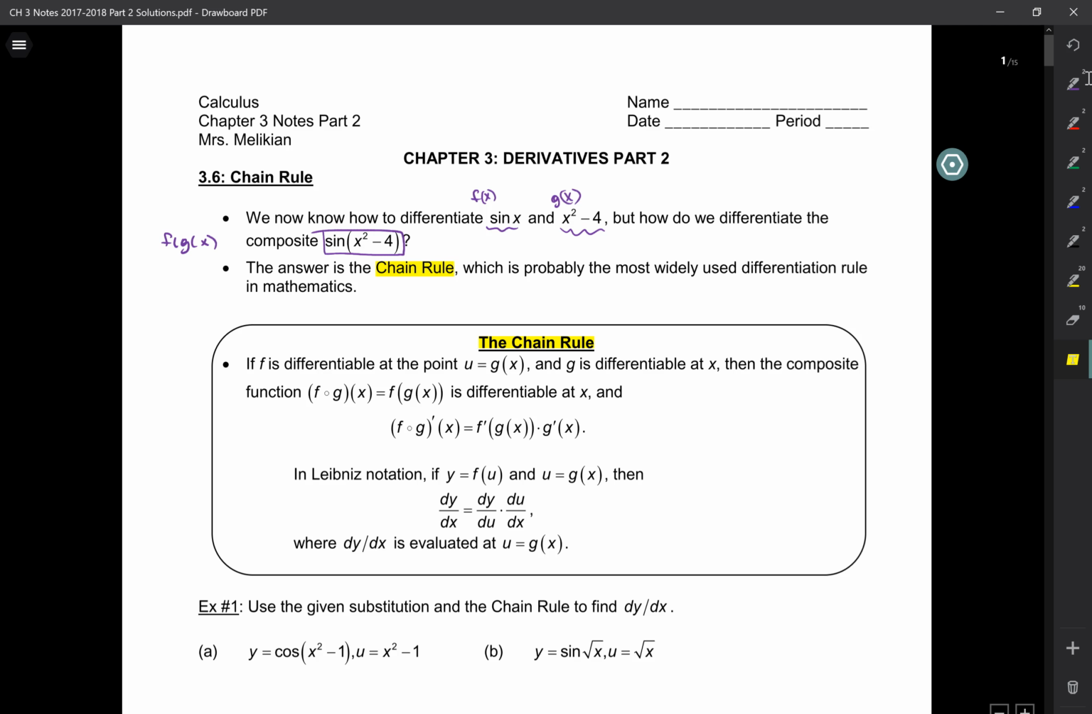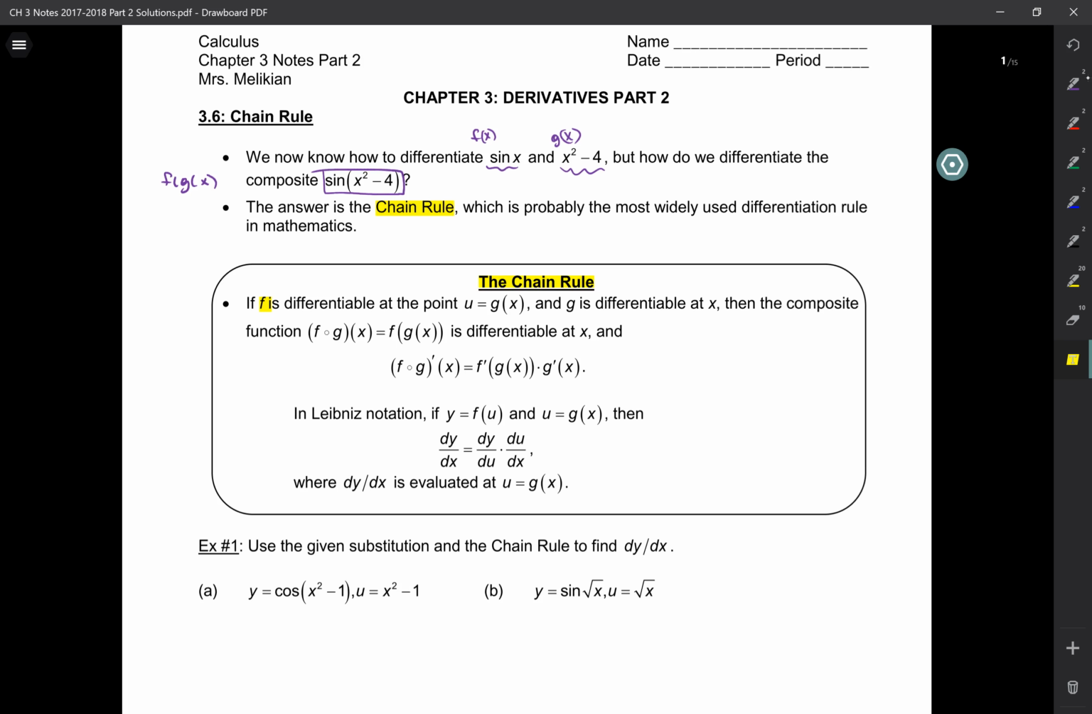So here's what the chain rule is. Suppose f is differentiable at the point u. If f is made up of f of g of x, and I want to take a derivative of f of g of x, what I do is I take a derivative of f, and then I take a derivative of g.